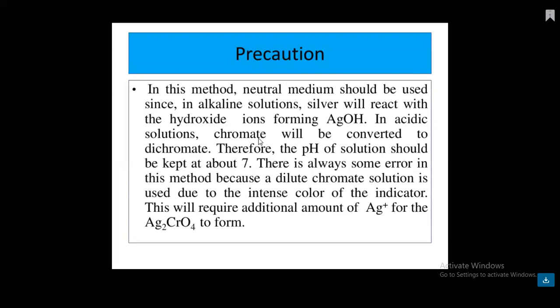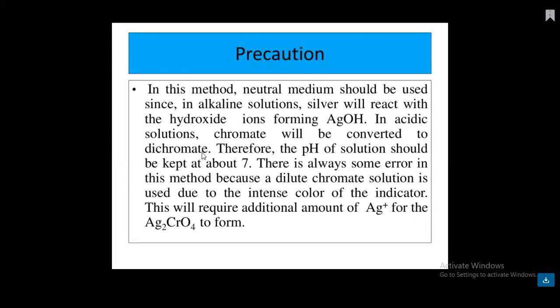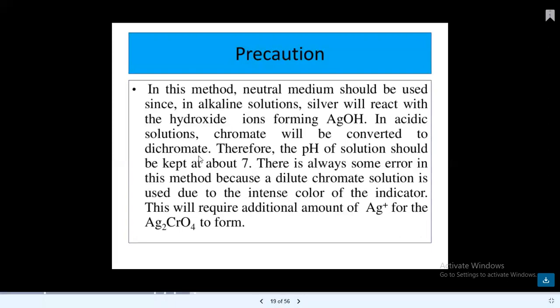When it is an acidic medium, it will oxidize and convert into dichromate, which is not required. So we can't find the perfect endpoint in the presence of dichromate ion. Therefore, to maintain the pH of the solution, it is very necessary that it must be a neutral one, nearly that of 7.